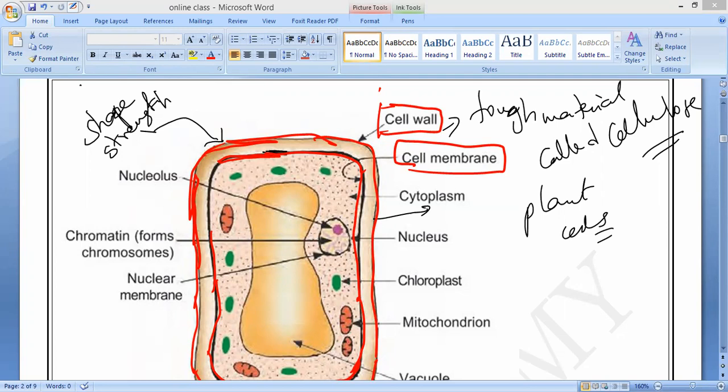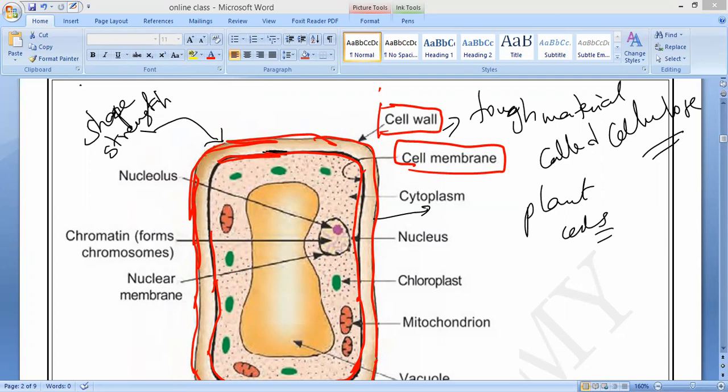Is this a living matter or non-living matter? Non-living. Not a living thing. Only protoplasm is a living thing. The cell wall is present outside the cell membrane, and it is the non-living part of the plant cell. Understand?